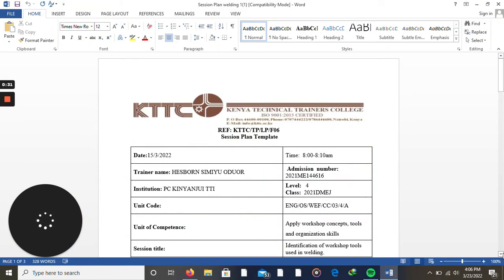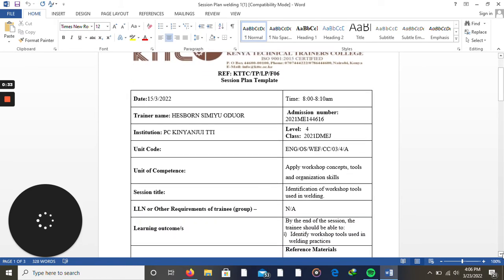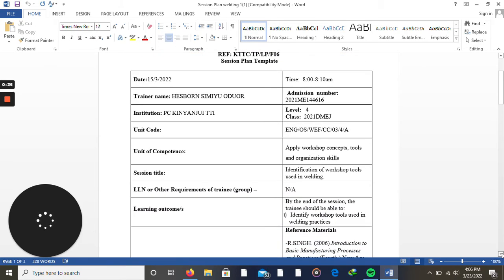So today we are having a lesson about welding. The lesson title is the identification of workshop tools used in welding. The objective of today is that, by the end of the session, the trainee should be able to identify workshop tools in the welding practices.